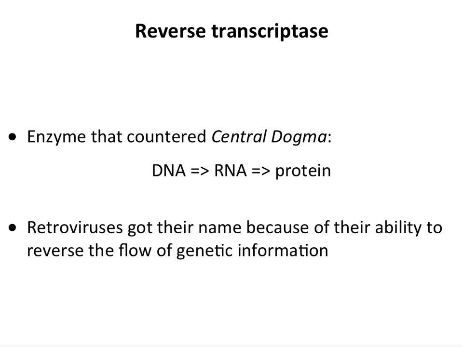And it was called reverse transcriptase because it reversed the flow of information, the so-called central dogma, which says that you go from DNA to RNA to protein, and you never go back the other way. So this was called reverse transcriptase because, as you will see, it takes RNA and makes a DNA copy of it. So it goes against the central dogma. So much for the central dogma. So then the viruses were called retroviruses because they use reverse transcriptase to reverse the flow of genetic information.